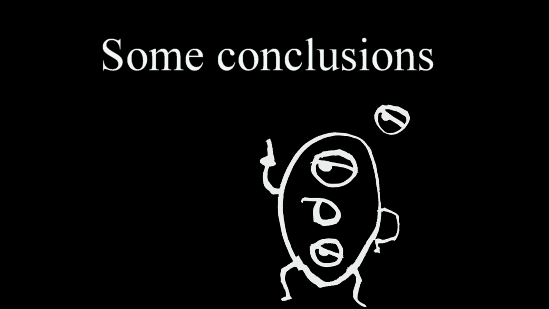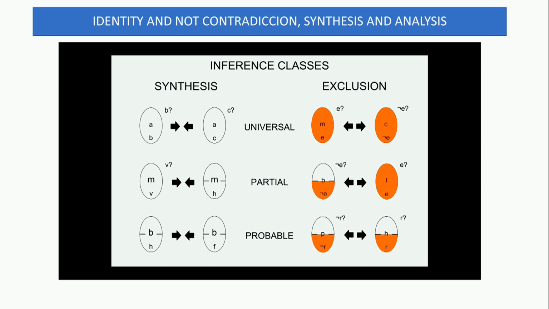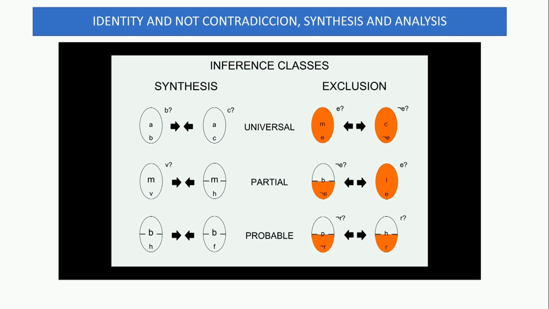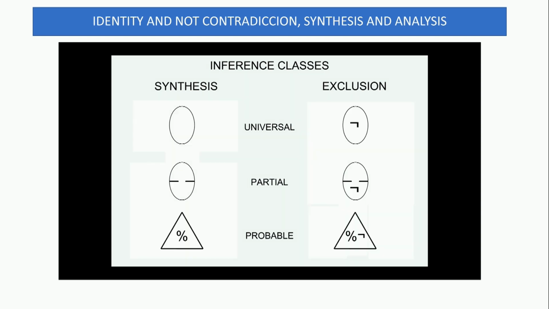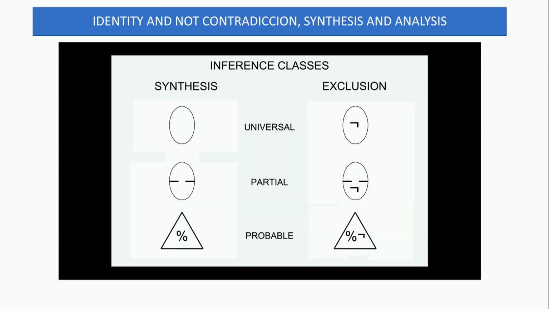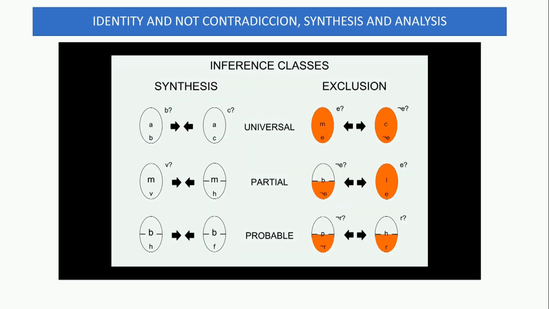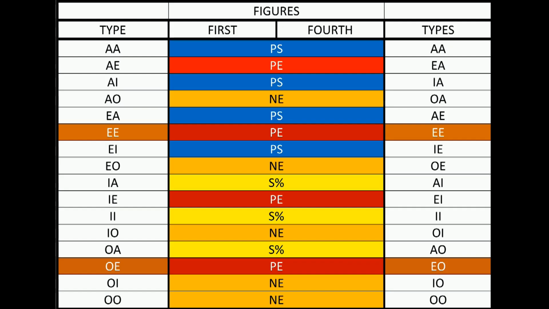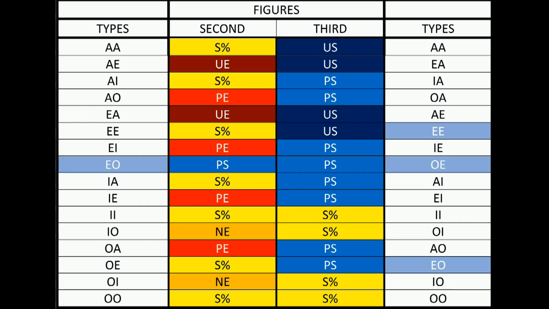Some conclusions. The Marlo diagram returns to the idea of quantifying the predicate that was already followed by authors like Bentham, Hamilton and De Morgan, and, at the same time, offers a new point of view on inference based on two old principles of philosophy and psychology: identity and non-contradiction, synthesis and analysis. The following tables show the new classification of the syllogisms offered by the Marlo diagram. Blue means conclusion by synthesis, red means conclusion by repulsion. Yellow means uncertainty.